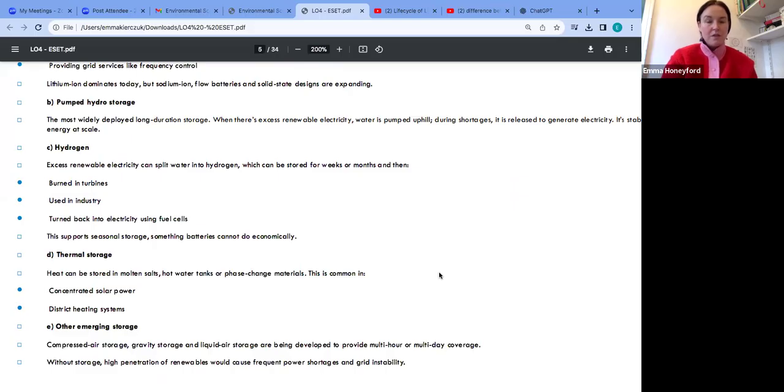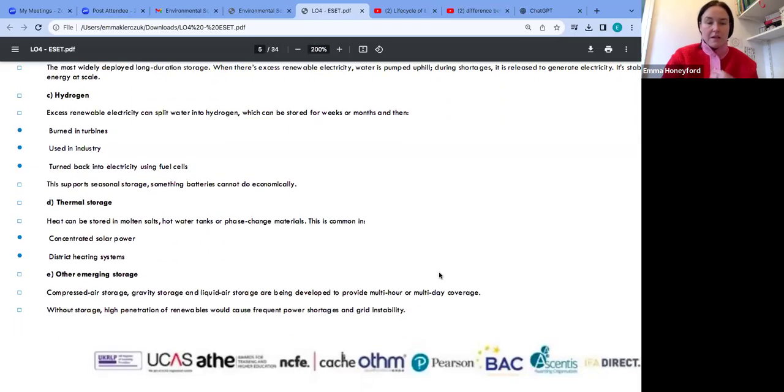That's another consideration when we look towards the type of batteries and storage that we do use. What does the market look like? Are the supply chains scaled up? Are they ready to deal with that type of battery? And then thermal storage. Heat can be stored in molten rocks, hot water tanks, or phase change materials. And then we have other emerging storage: compressed air storage, gravity storage, and liquid air storage, and they provide multi-hour or multi-day coverage.